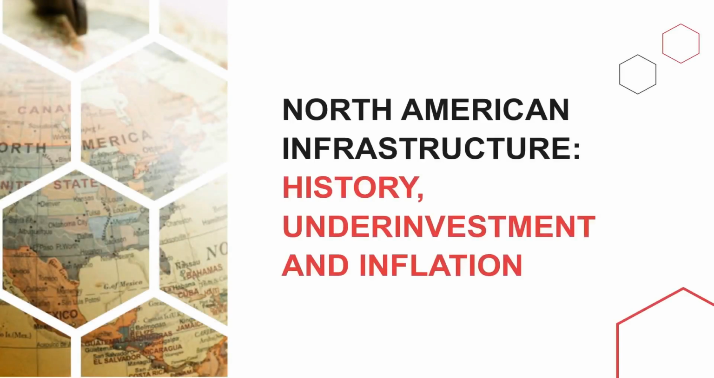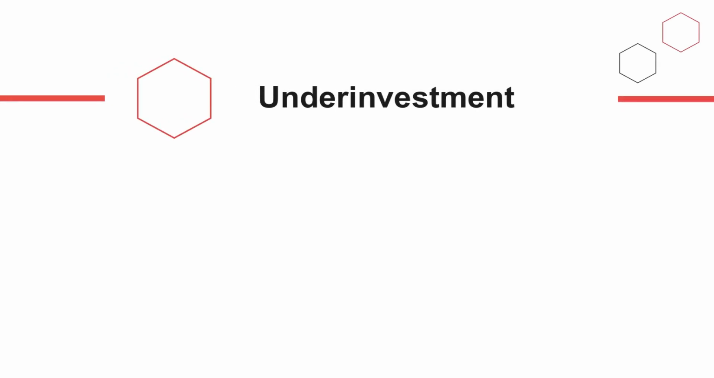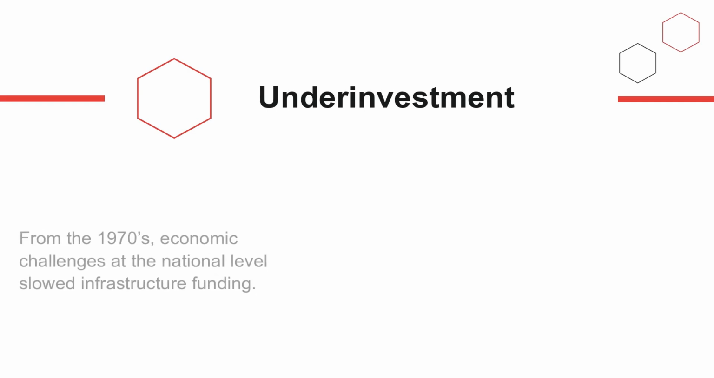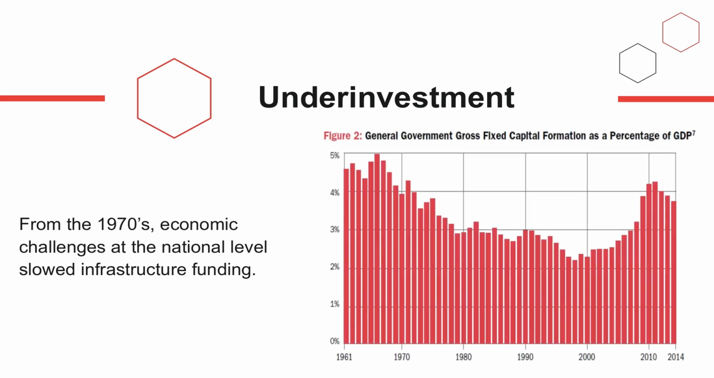North American infrastructure. History. Underinvestment and inflation. Underinvestment. After that initial burst of construction from the golden age of infrastructure, starting from the 1970s, economic challenges at the national level slowed infrastructure funding. This graph showing Canadian spending on infrastructure as a percentage of GDP is indicative of the North American trend.